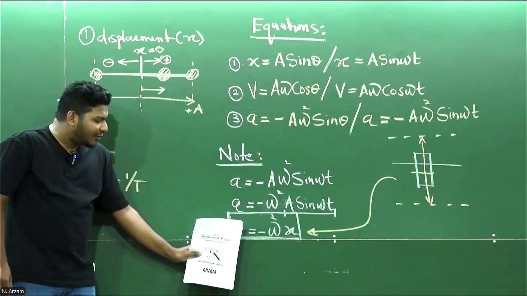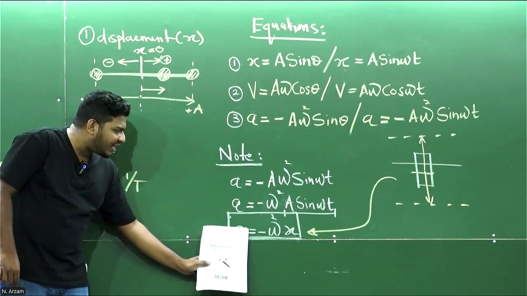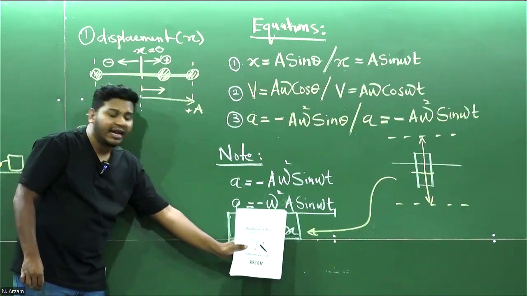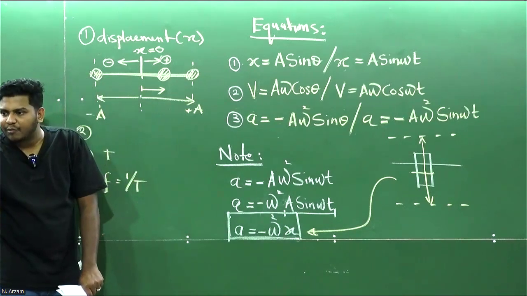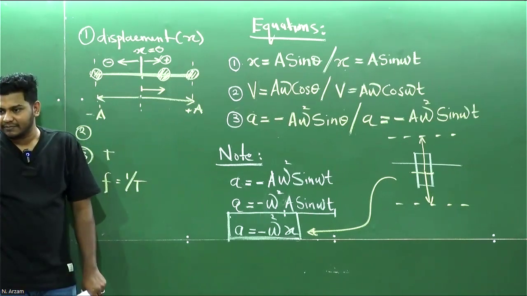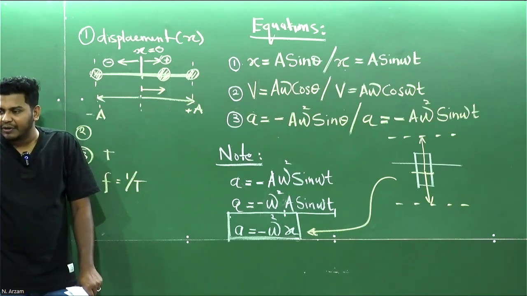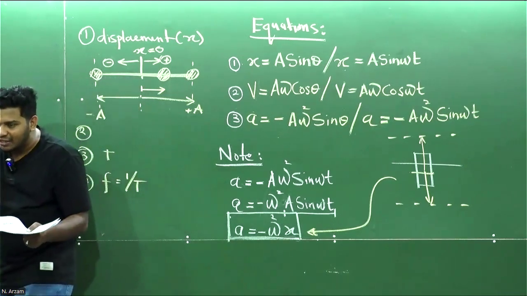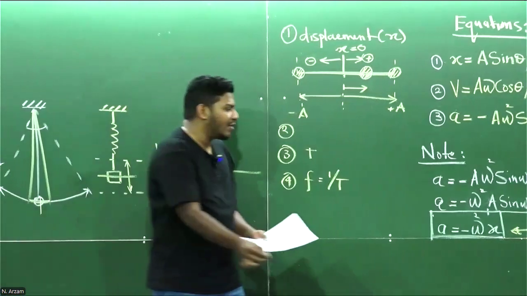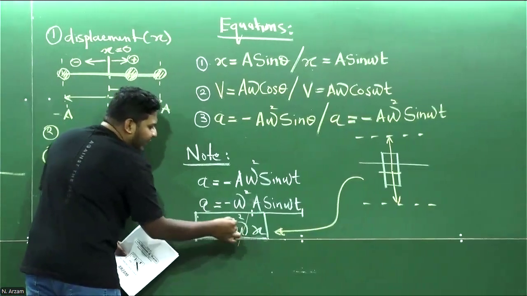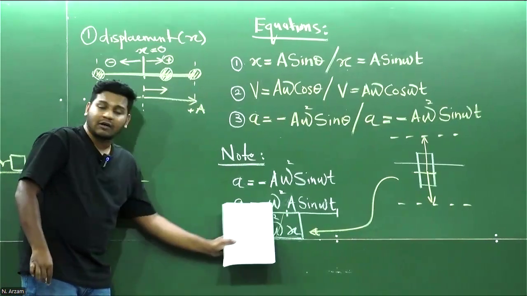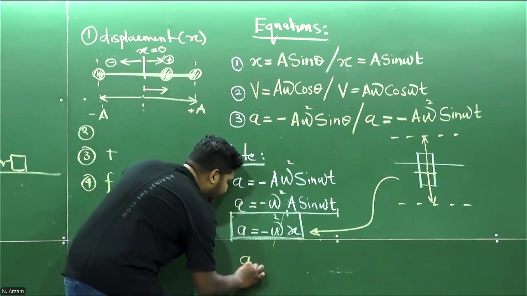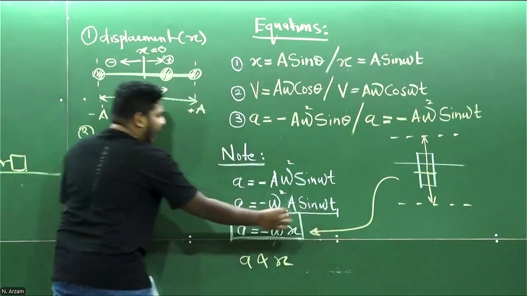So now tell me, guys, this acceleration is equal to minus omega square X. For a certain simple harmonic motion, omega is a constant. You got it? For a certain simple harmonic motion, omega means what? Angular velocity. So the angular velocity is constant. If the omega is constant, can you tell me A is what? A is proportional to X. Yes, A is proportional to X, guys.